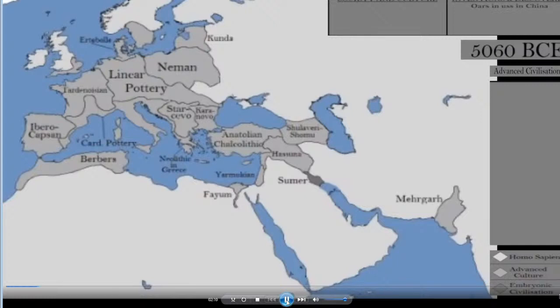Now, I have seen other timelines that show Sumer and Egypt started at the same time. You know, I'm very dependent on other people's knowledge when it comes to this.